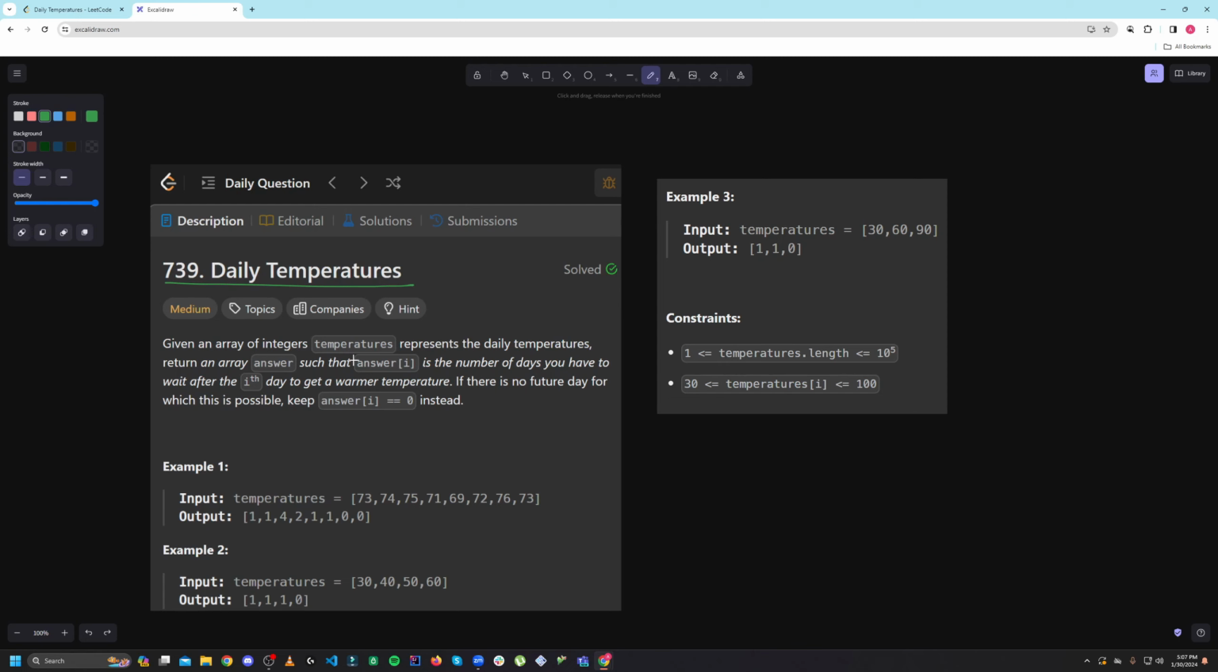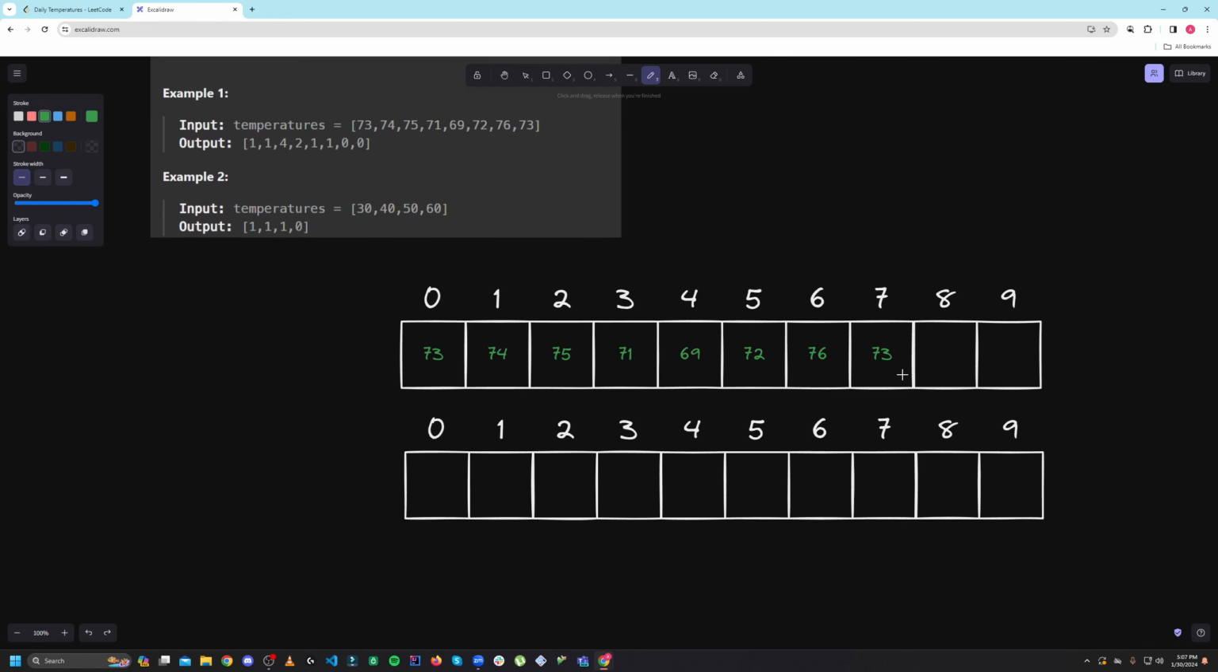So in this problem you're given an array of integers, temperatures, which represents the daily temperatures. Return an array answer such that answer[i] is the number of days that you have to wait after the ith day to get a warmer temperature. If there's no future day for this, keep it 0. So we're going to go through example 1 and exactly what they're talking about and how to get these things. So here we have our days.